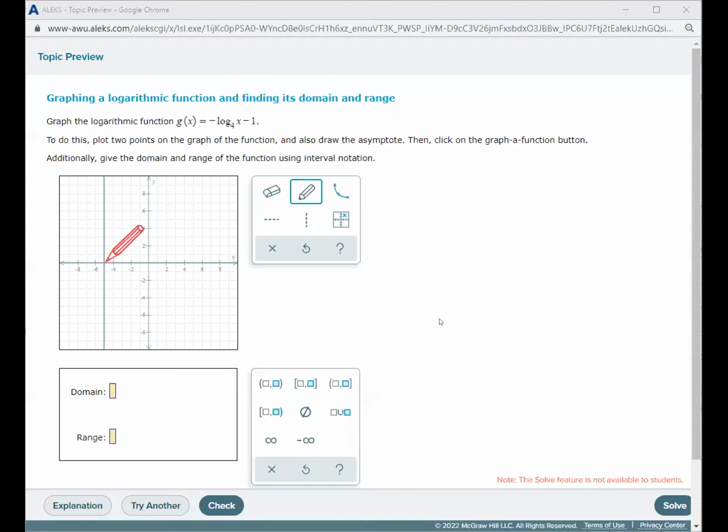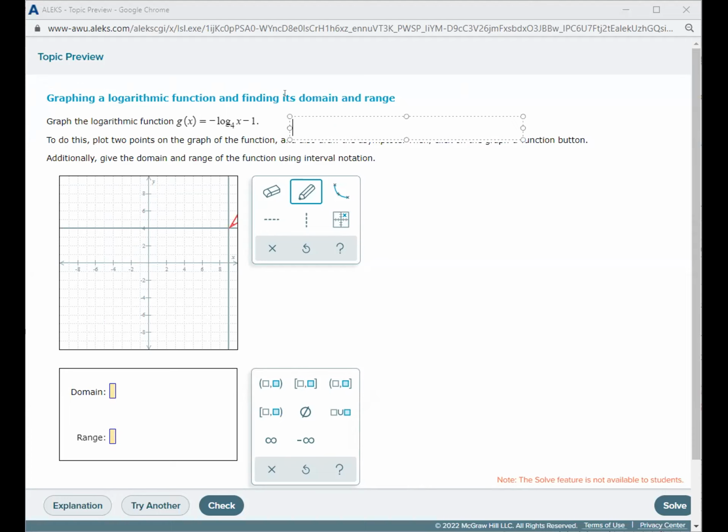All right, so this is the topic, graphing a logarithmic function and finding its domain and range. Just kind of talking about how I would do this. There's a negative in front of my logarithm. I know it's going to be reflected over the x-axis. No left or right shifts, but there is a downshift. I know this isn't on the inside of the logarithm because it would have to be log parenthesis x minus 1 to be on the inside. It's not. There are no parentheses, so we are good.